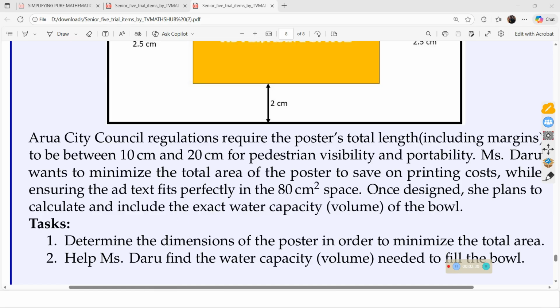Task: we are told to, one, determine the dimensions of the poster in order to minimize the total area, and two, help Mrs. Daru find the water capacity or volume needed to fill the bowl. So that is the information that we are given. Basically, we shall first look at part 1, where we need to determine the dimensions of the poster in order to minimize the total area.